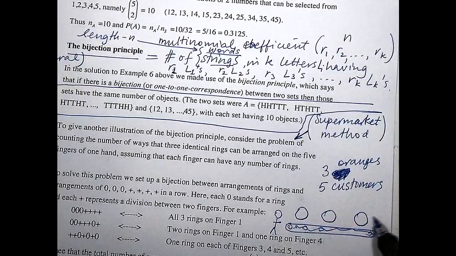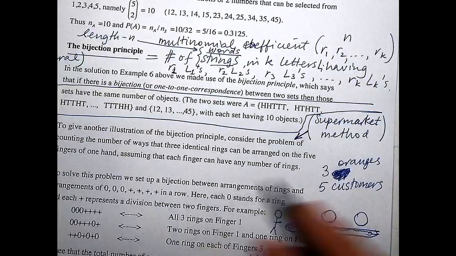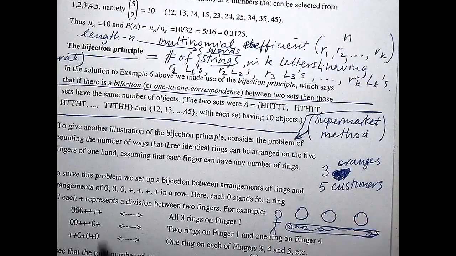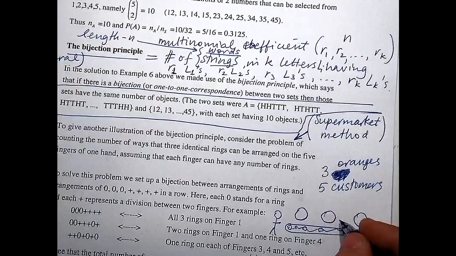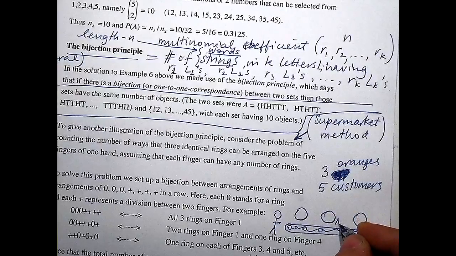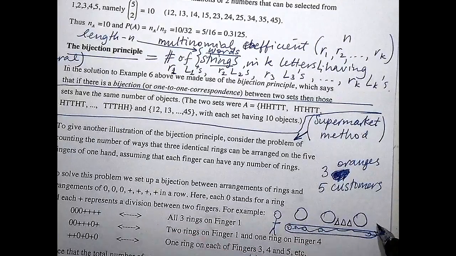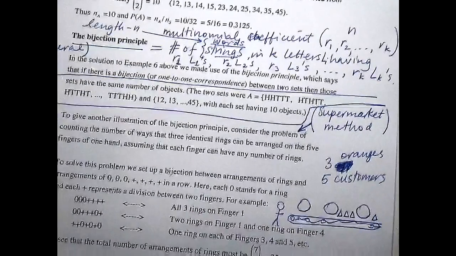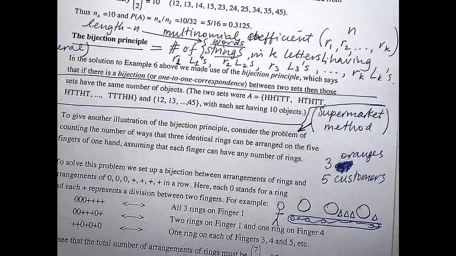I'll put them at this end because then I want the strings to be in this kind of order to make sense. So let me do 2 rings on finger 1 and 1 ring on finger 4. That's the same as having 2 oranges belonging to the first customer. Then my pluses will be my dividers. So what is a plus over there? I'll draw it as a little supermarket divider.